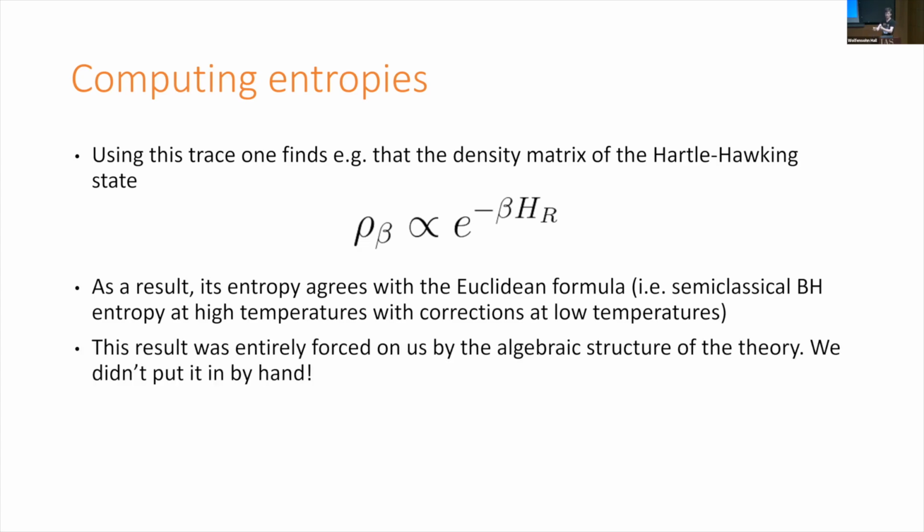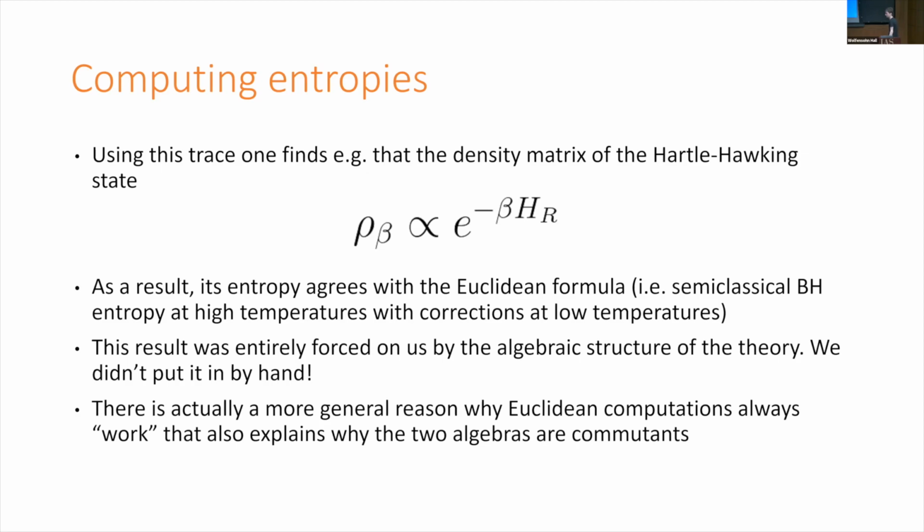I really want to emphasize, because it's the whole point of the talk, that this result is entirely forced on us by the algebraic structure of the theory. We did not put in any input from the Euclidean theory. We used it to show that some properties were satisfied. We could have done that without it if we really wanted to put in the effort, but it's just there manifestly. It just follows from the canonical quantized theory. There's a well-defined Hartle-Hawking state that is normalized and that satisfies the KMS condition.